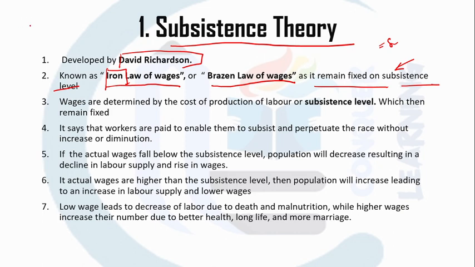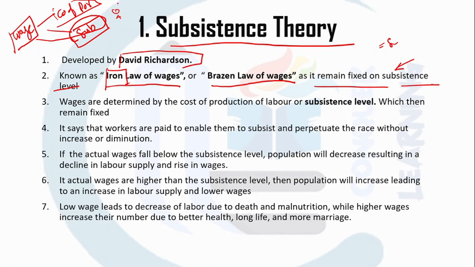So in this particular theory, the wages are determined by the cost of production or through the subsistence level. It means wages are given to the employees just for their survival, as per the cost of production they are incurring. For employing any employee, the employer faces certain costs. So according to his cost of production, the wages are given, or they are given according to the subsistence level. Whatever wages are required just for their survival are given to them, and it is fixed.